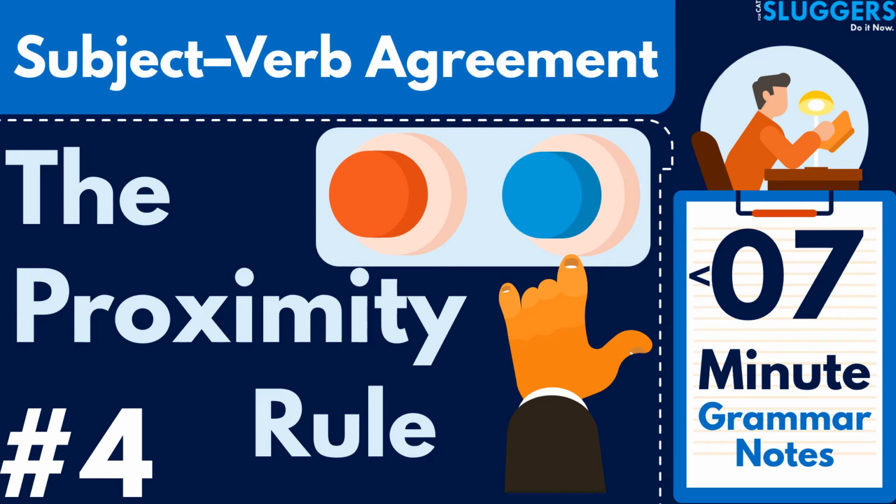Welcome to the fourth installment of 7-minute grammar notes. We have taken up the subject verb agreement category of errors, and this is the second error that we'll be discussing here, which is the proximity rule.